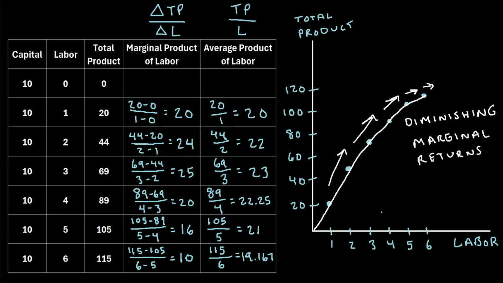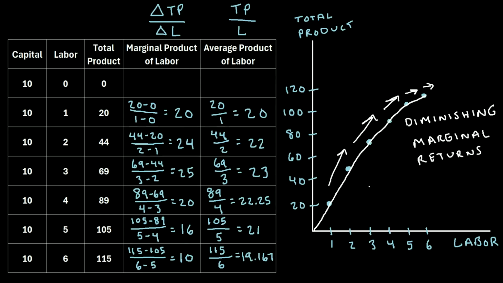And what this is showing us is that there are diminishing marginal returns. What that means is that as we increase our labor, as we increase the number of employees that we have, we're still increasing our total product, but we're doing so at a decreasing rate. And we can see that reflected in the marginal product of labor column right here, where early on, as we add more employees, our marginal product of labor is increasing, but then as we hit a certain point, it starts to decrease and go down.